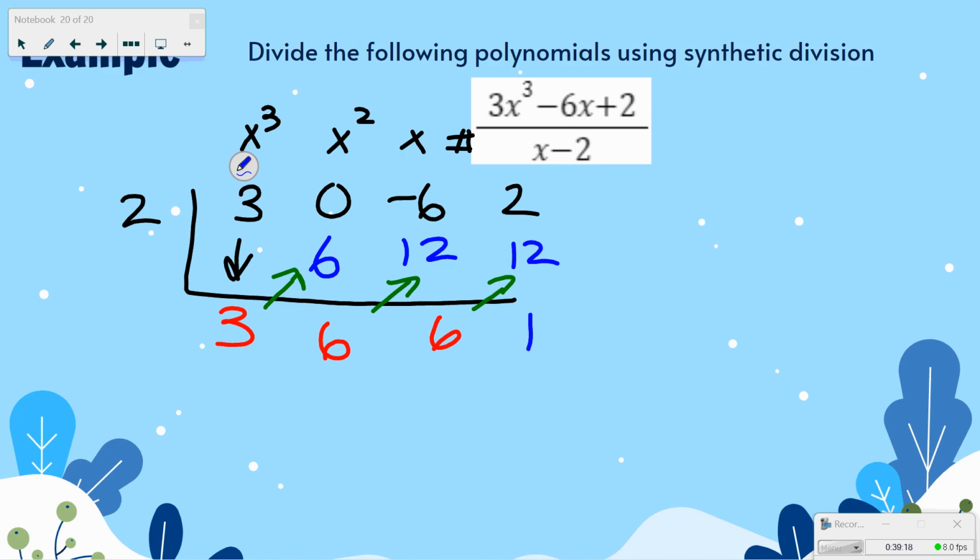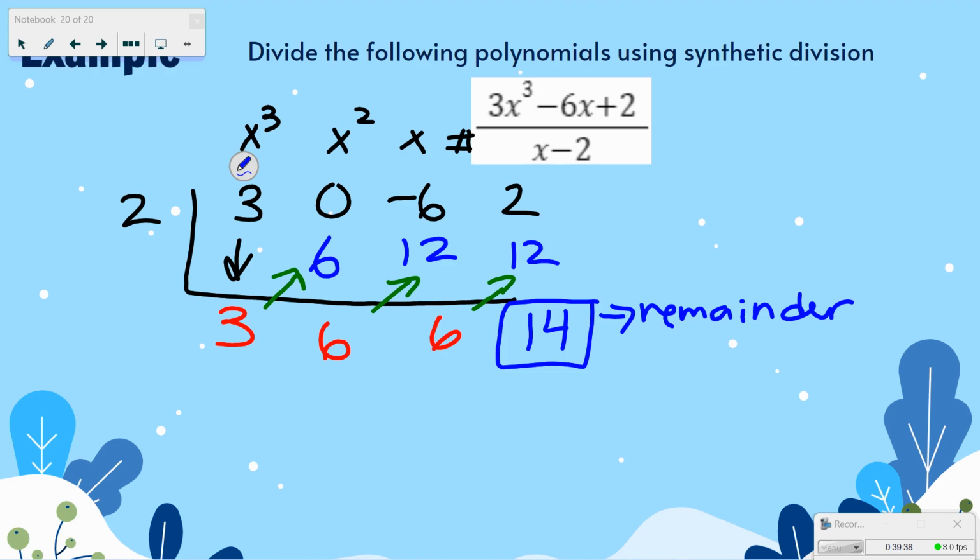And what did you find your remainder to be? So does this divide perfectly? No. Remember, what would my remainder need to be for it to divide perfectly? 0. Great.